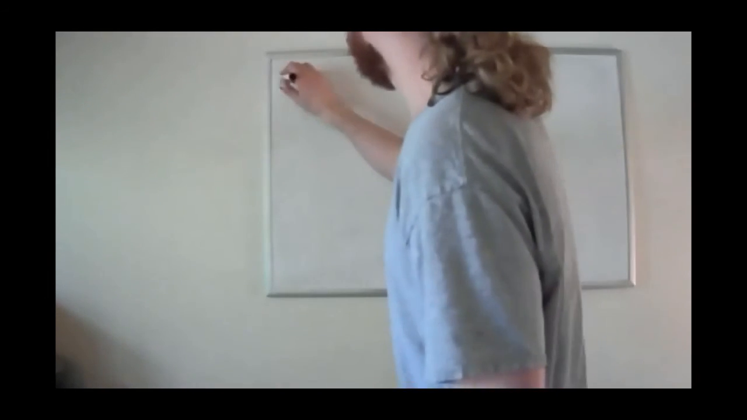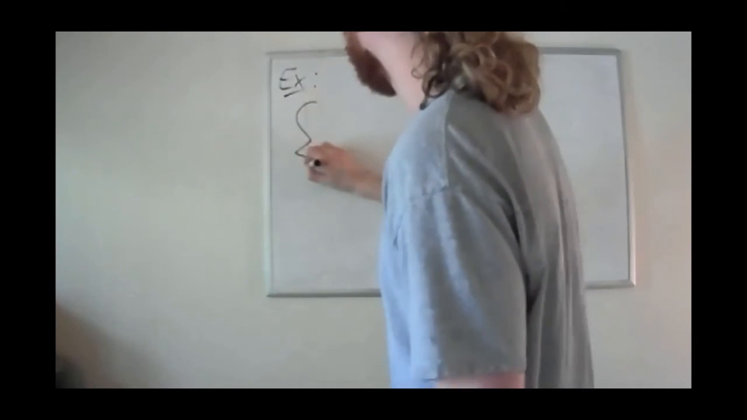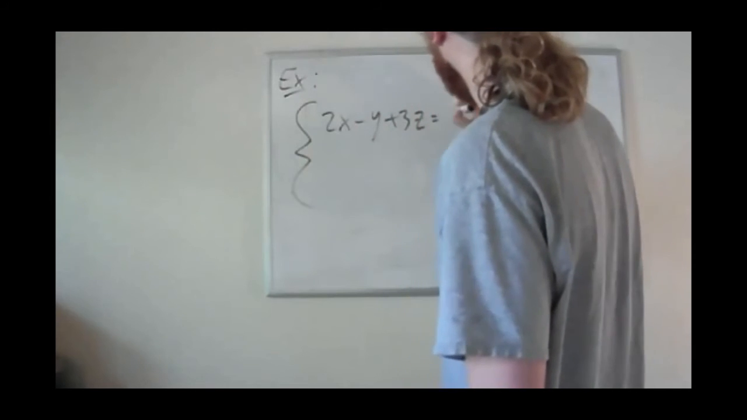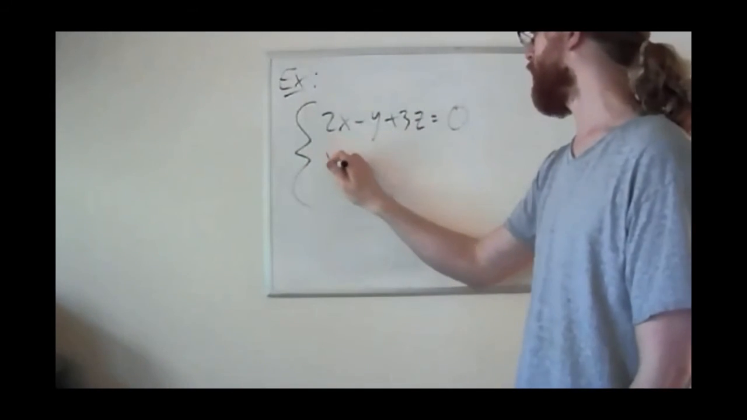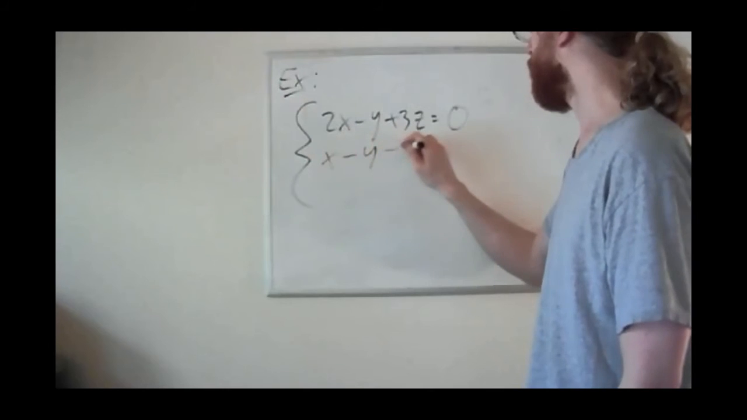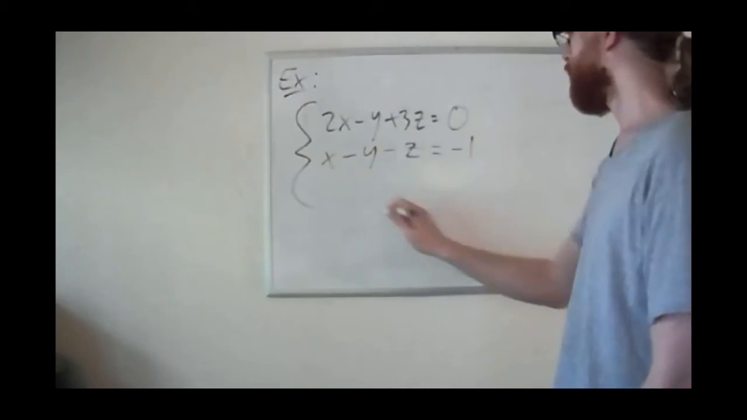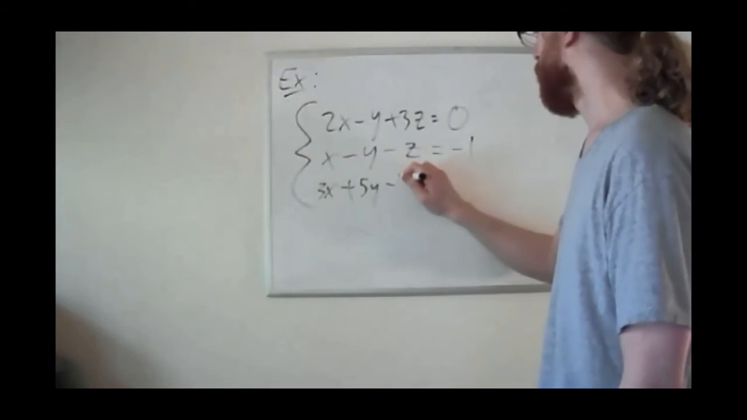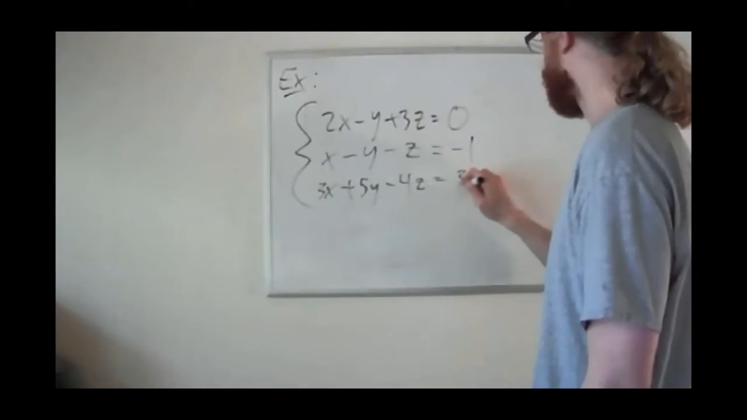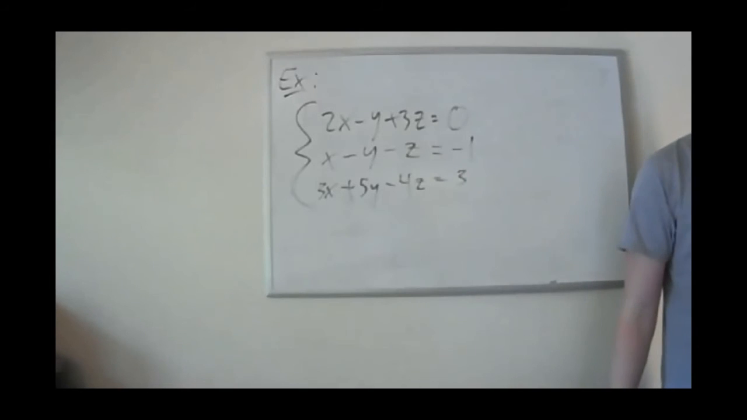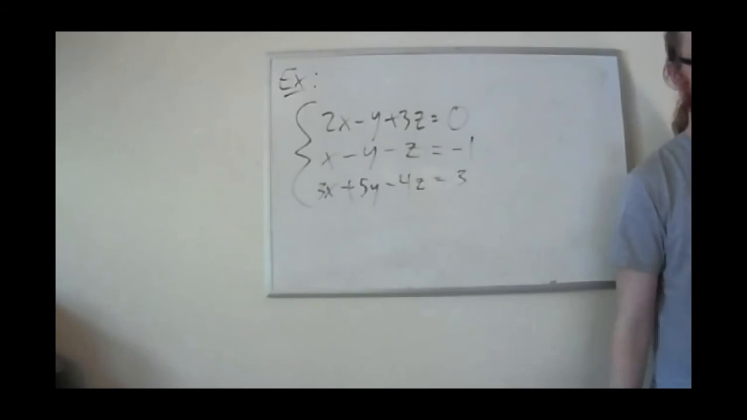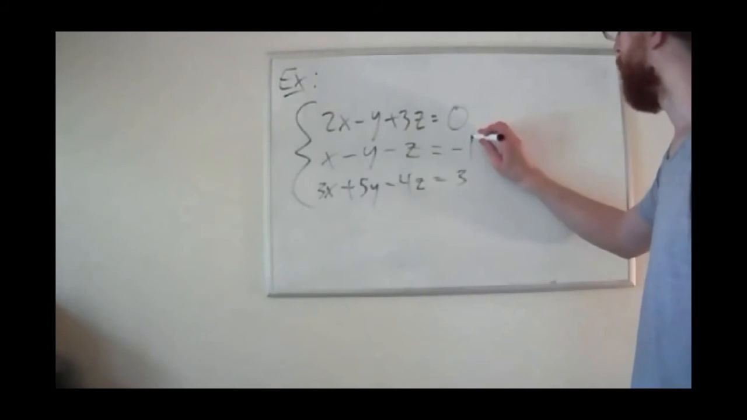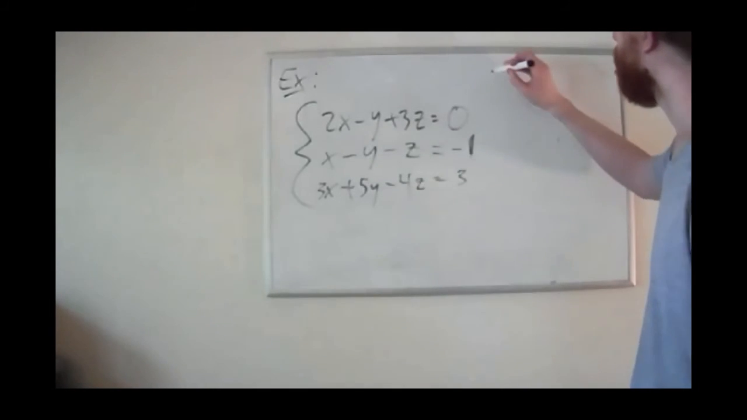So again, here's another system. I'll give you a bigger one. How about 2x minus y plus 3z equals 0. x minus y minus z equals 1. And 3x plus 5y plus 4z equals 3. So here's a system with 3 equations, 3 variables. Let's go ahead and write down the matrix for this guy.